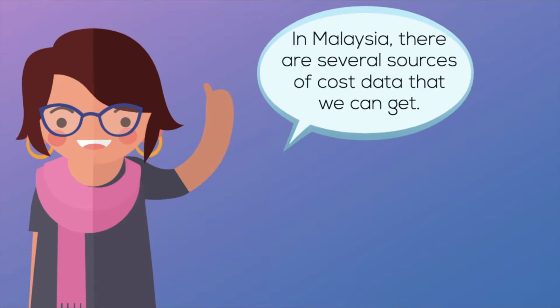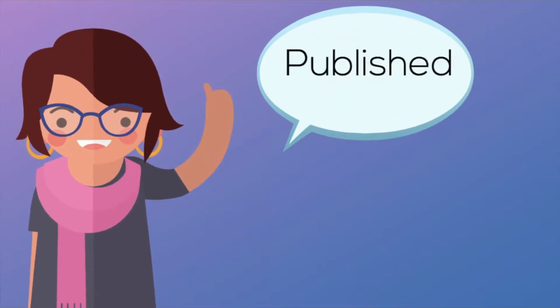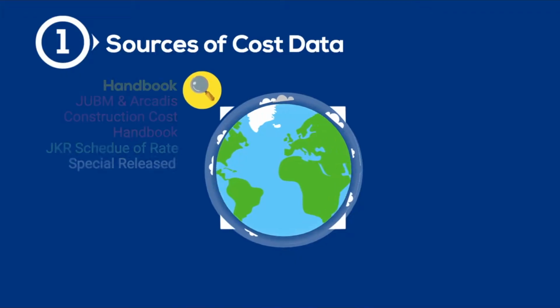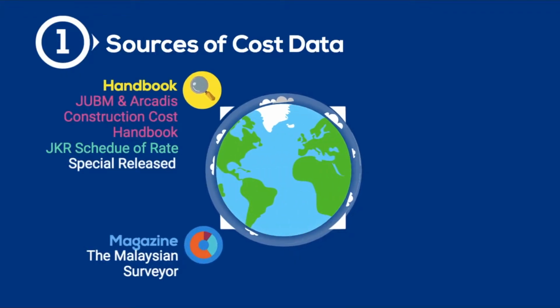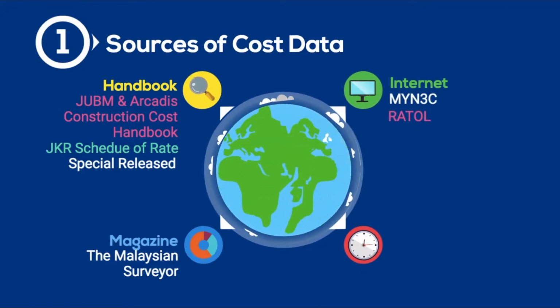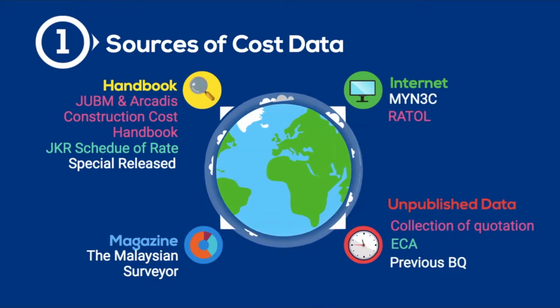In Malaysia, there are several sources of cost data that we can get. There are published and unpublished cost data. For published data, we can get the cost data from handbook, internet, and magazine. While for unpublished, we can get them from collection of quotation, ECA, and previous PQ.